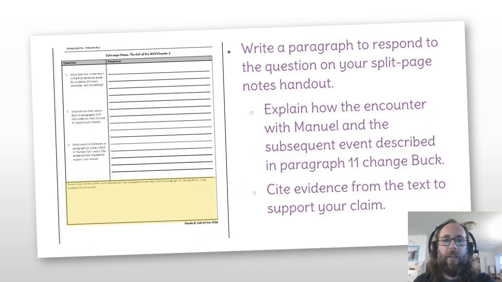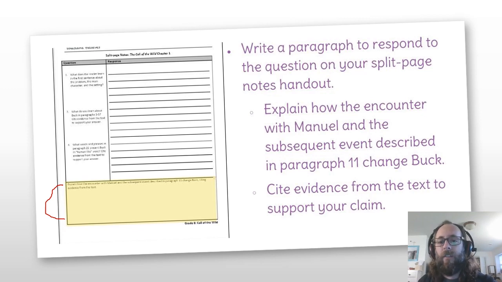Okay, so we're coming to the last activity of this lesson. What you're going to do is you're going to write a paragraph on page 14. At the bottom here, you'll see the yellow highlight. Write a paragraph responding to the question in your split page notes.